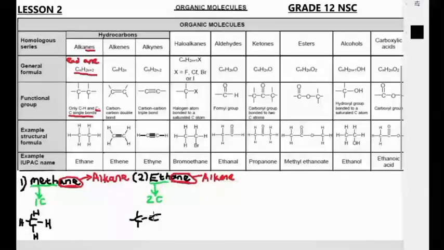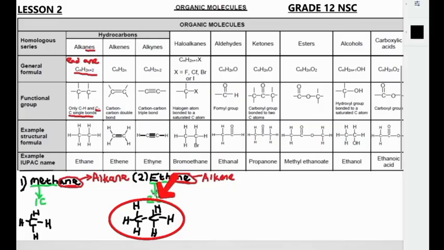How about the second? On the second carbon, I'm going to have 1 bond, second bond, fourth bond. Now I put my hydrogen atoms around the carbon atoms. So this here is our ethane. Eth means 2 carbons.